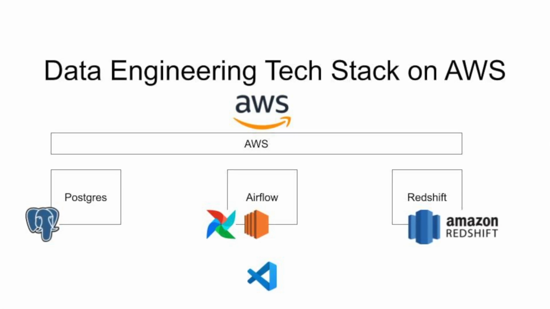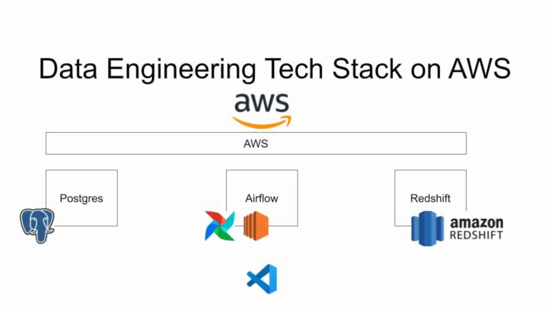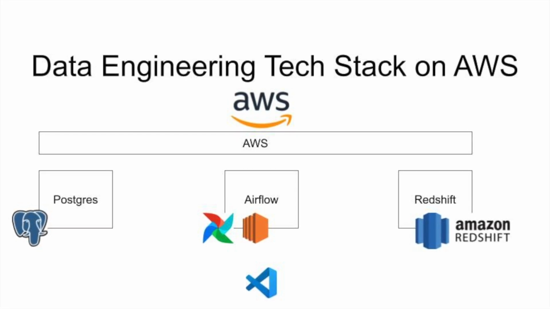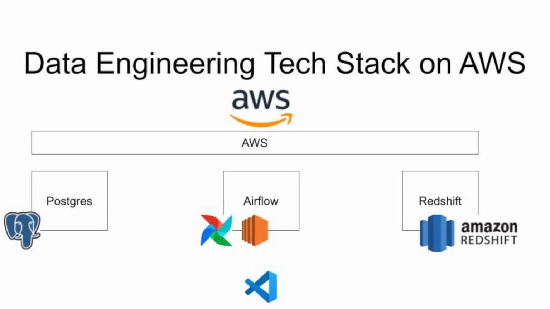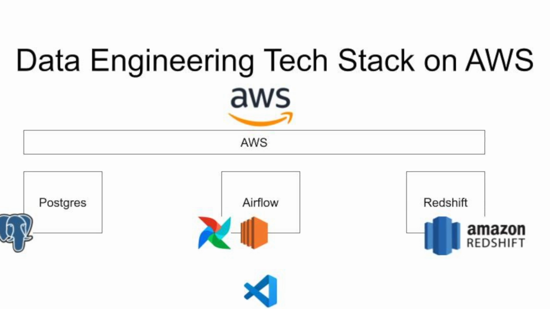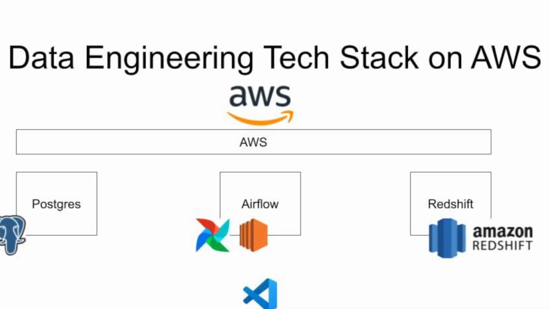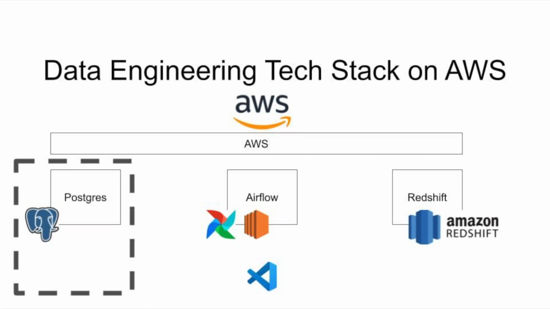This is the first video for the data engineering series. We are going to create a data engineering tech stack on AWS. It consists of a relational database, Postgres, hosted on AWS, and Airflow, which will act as an orchestrator. It's hosted on an EC2 instance, again on AWS, and then as a destination data warehouse, we will be using Redshift. So let's get started. This is our first video.